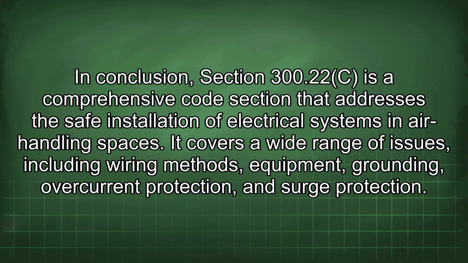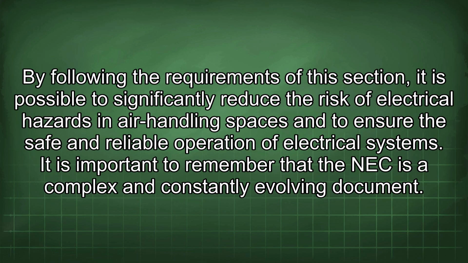In conclusion, Section 300.22(C) is a comprehensive code section that addresses the safe installation of electrical systems in air handling spaces. It covers a wide range of issues, including wiring methods, equipment, grounding, overcurrent protection, and surge protection. By following the requirements of this section, it is possible to significantly reduce the risk of electrical hazards in air handling spaces and to ensure the safe and reliable operation of electrical systems.